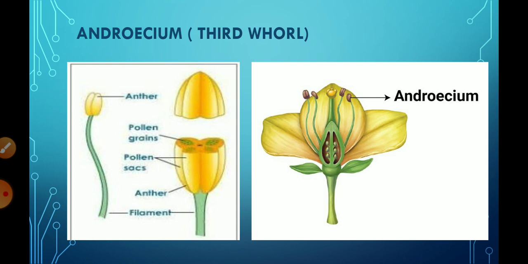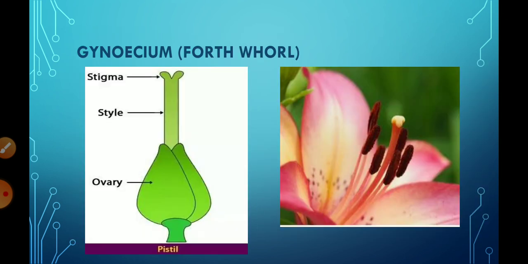Then the third whorl is androecium. It is the male reproductive whorl of the flower, and because it has the male gametes, these male gametes fuse with the female gamete to form the zygote. Then the fourth whorl is called the gynoecium. This is the fourth whorl, and the unit of gynoecium is pistil. It has three parts: stigma, style, and ovary, and inside the ovary ovule is present. We are going to study the structure of ovule in the next chapter, pollination and fertilization.